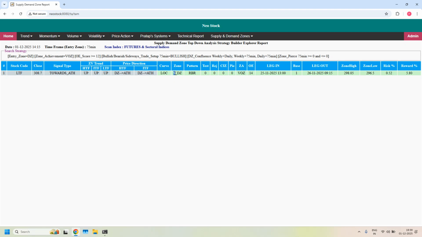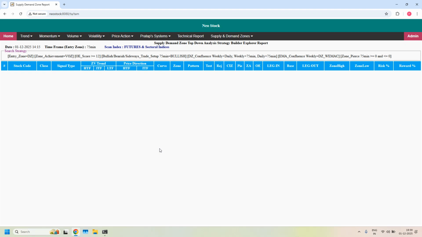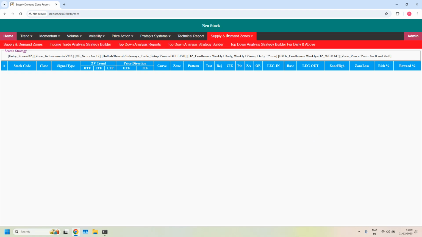So this 75 minutes demand zone is overlapped with daily demand zone, both together again overlapped with weekly demand zone. And weekly trend, HTF trend is uptrend. Again I am applying the second filter in the second strategy. That is weekly demand zone having weekly EMA confluence, because weekly trend is uptrend. So we don't have any high probability trade setup 75 minutes demand zones based on the second strategy. So this is about bullish trade setup for weekly income trade.